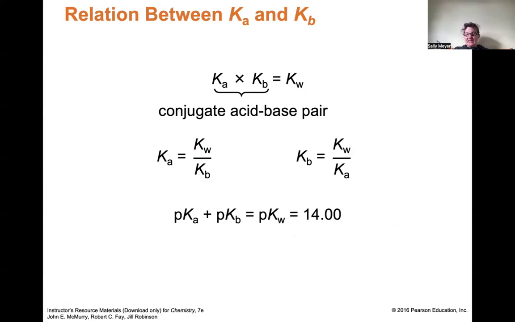It's only true for a conjugate acid-base pair. So that allows you to always determine the Ka or the Kb if you have the other one. And this just reminds you, you can take a P of anything. So if you take P of both sides of that equation, it also shows you that pKa plus pKb has to equal pKw, and that has to equal 14.